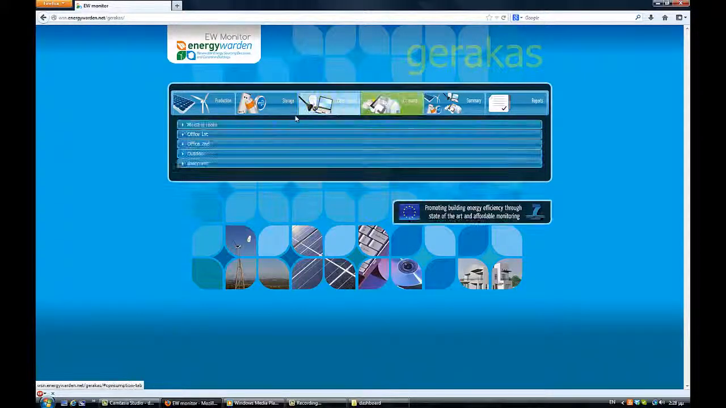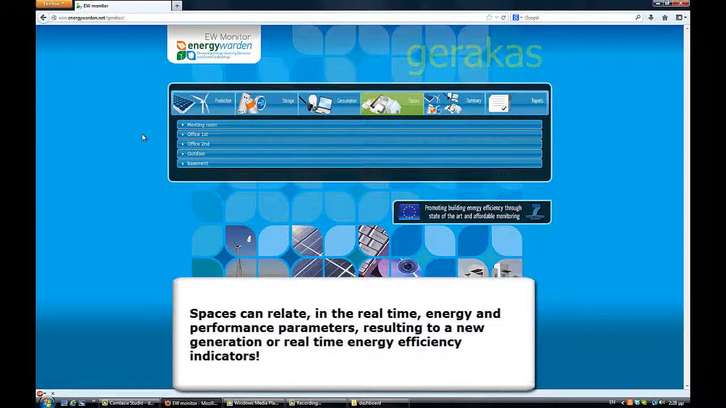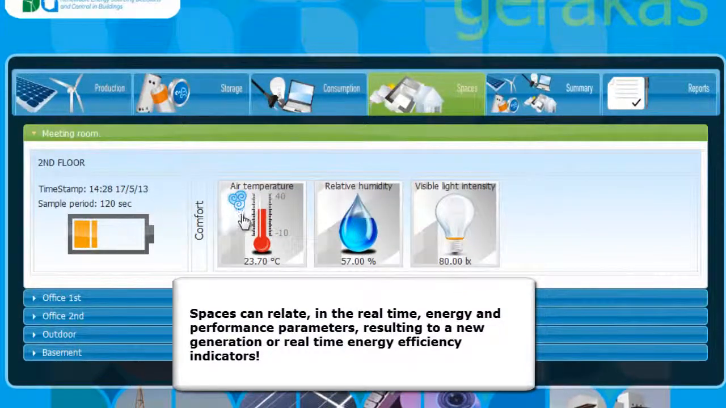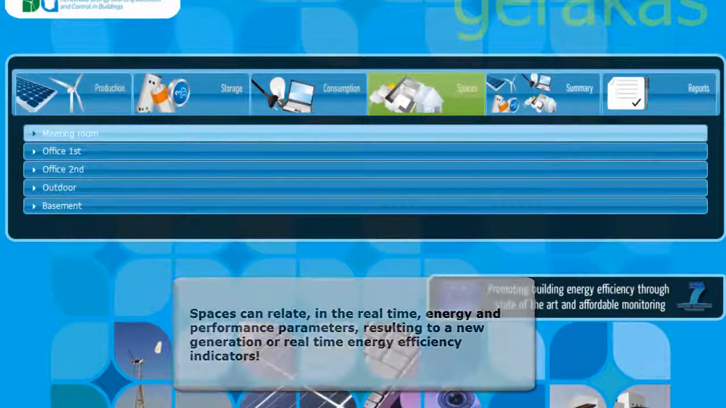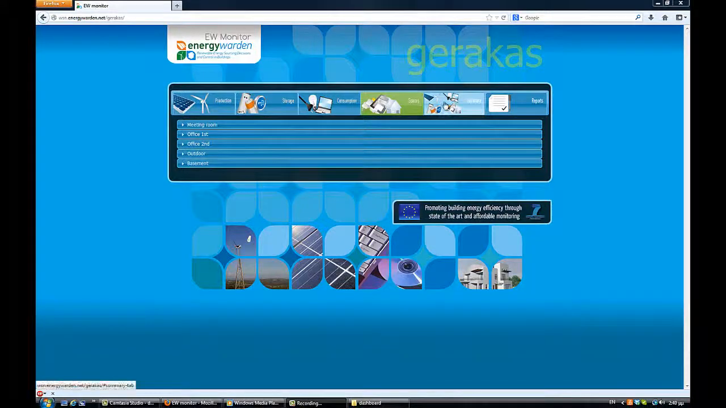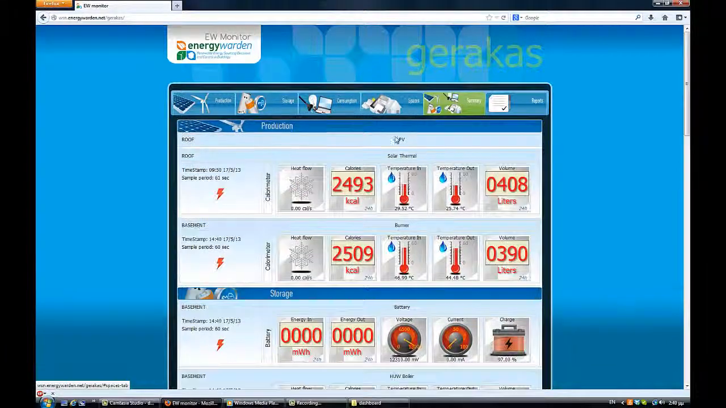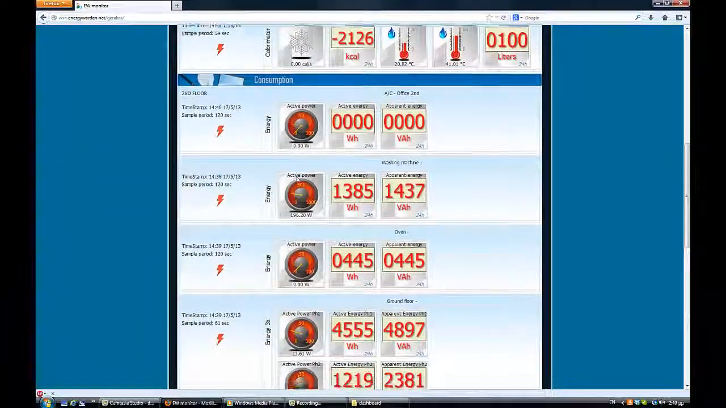In the fourth, Spaces are displayed. Spaces are a sort of hyper-devices that may be consuming, producing or storing energy. What is interesting in spaces is that we might be also interested in other performance parameters, for example, thermal comfort or visual quality. This allows to relate, in real time, space energy with space performance. The fifth tab provides a summary view of all spaces and devices together.